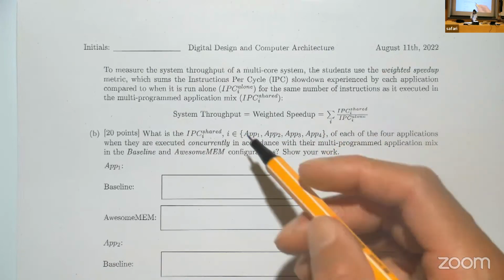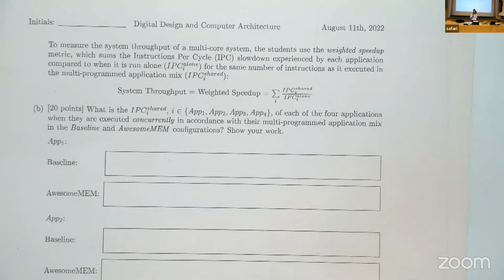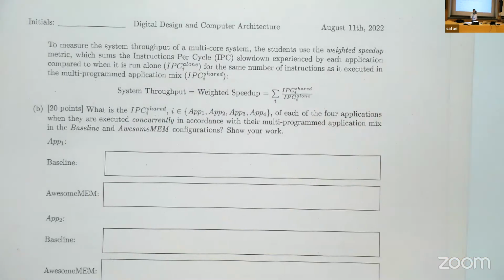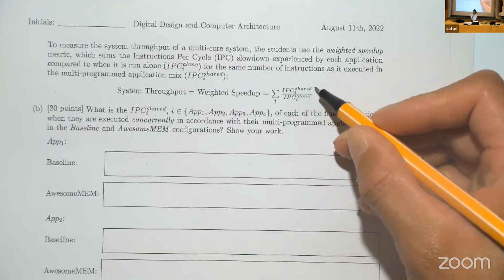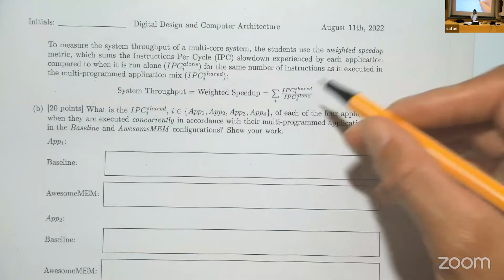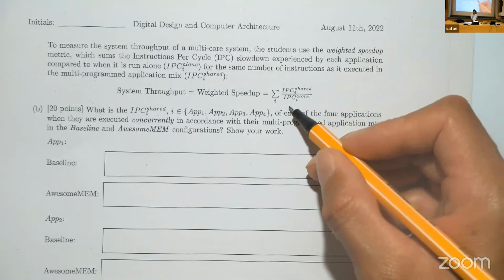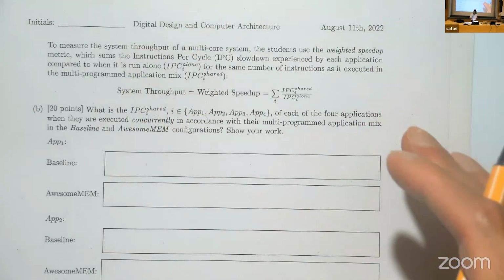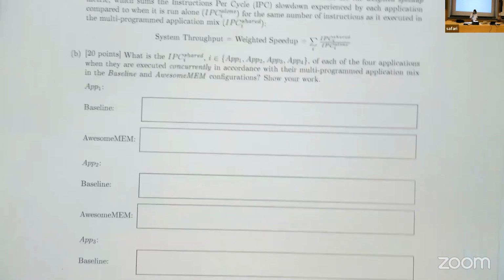So basically, the way to calculate system throughput or weighted speedup for a workload mix is the sum over the applications running in that workload mix, where each term is the IPC of that application when it's running in a shared environment, divided by the IPC of the application when it's running alone. So this might be confusing if you're not familiar, but we're going to break down the calculation in 2 steps. So it's going to be more or less fine.